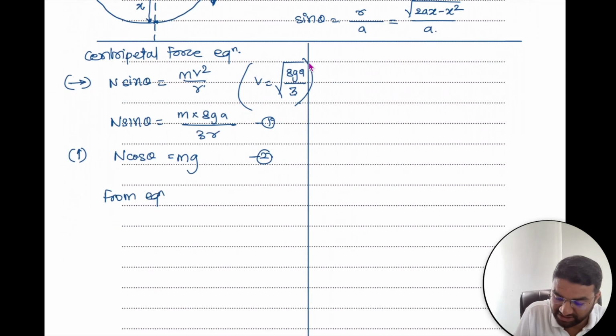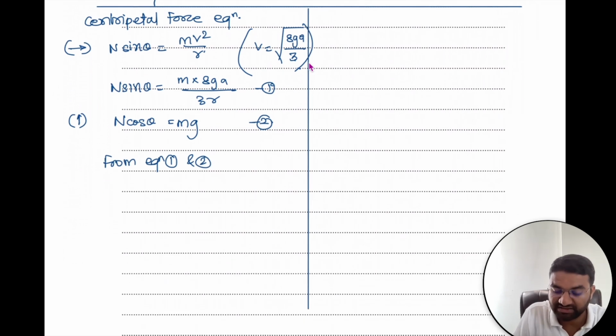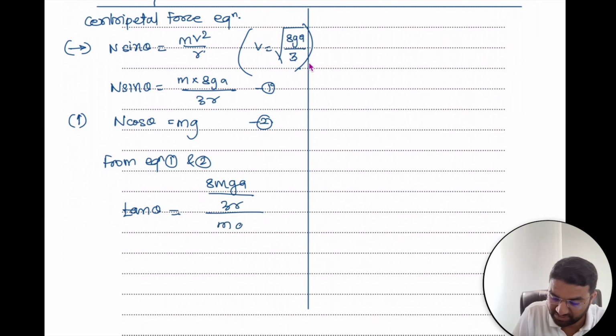From equation 1 and equation 2, if you take their ratio, sin theta upon cos theta, tan theta is equal to 8mga upon 3r divided by mg. This mg gets canceled out and we are left with 8a upon 3r. So this we can say is the third equation.